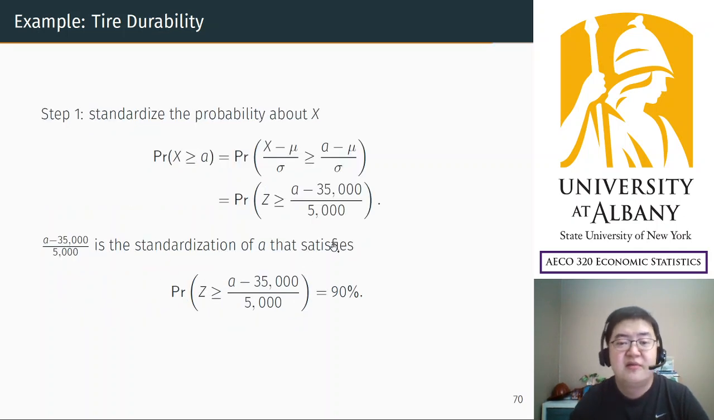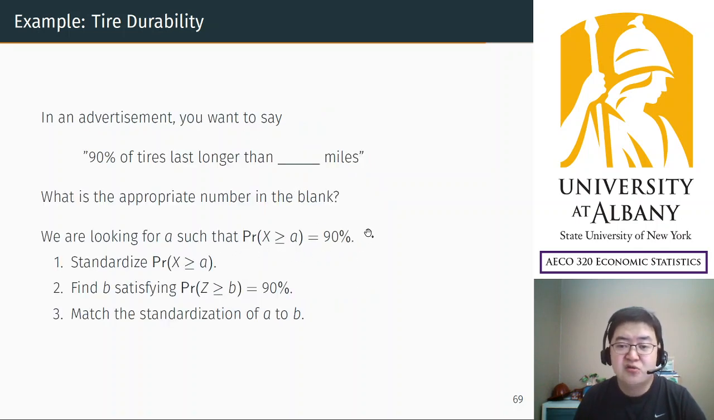Let's see the details. Step 1, standardize the probability about X. So our probability is about X. Standardize, then you have A minus 35,000 divided by 5,000. This is it. You cannot go any further than this because A is unknown, so there is nothing to calculate. This is the standardization of A, and this is our clue. So we just standardized the left-hand side.